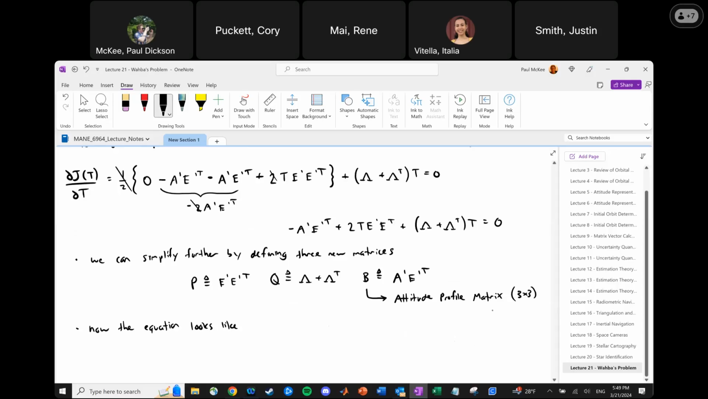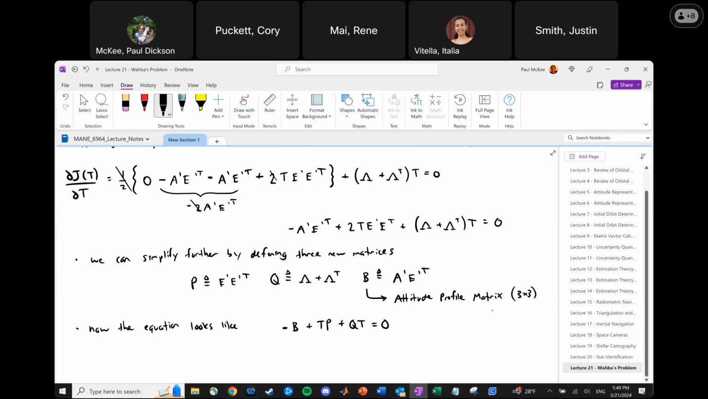Maybe a tiny bit friendlier. So negative B plus TP plus QT equals 0. Okay. Still a little bit rough. There's no obvious solution yet, but there's some more tricks that we can use.